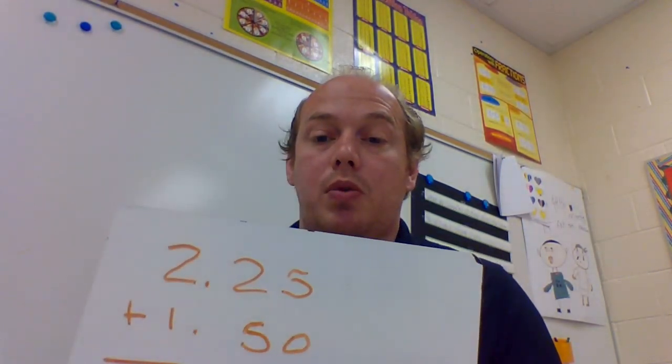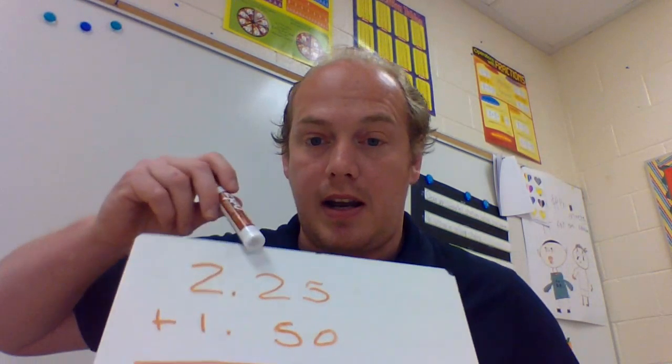So we have $2.25 plus $1.50. So we have 225 plus 150. As you can see, we lined up the decimal right here.